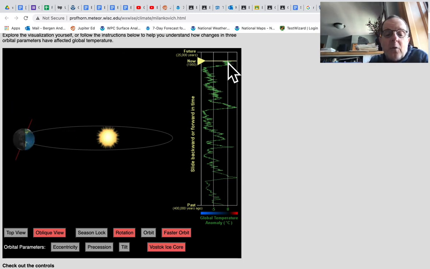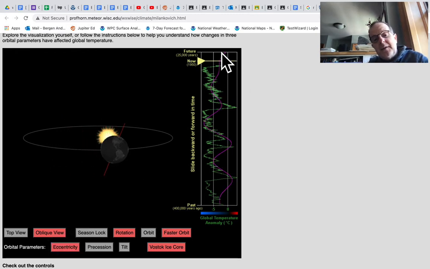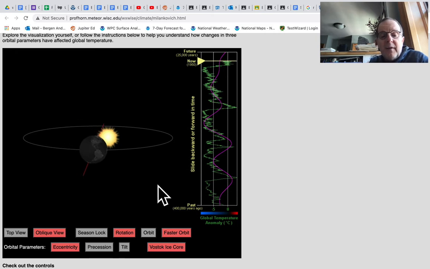Well, how does that correspond to these orbital motions? Well, first our eccentricity, and you can see that there's a definite connection with eccentricity over this long period of time. Eccentricity changes very slowly, but you can see as the eccentricity is increasing, so too we seem to be getting a period in the interglacial of warming, then cooling, warming, cooling, warming. It seems to correlate fairly closely.